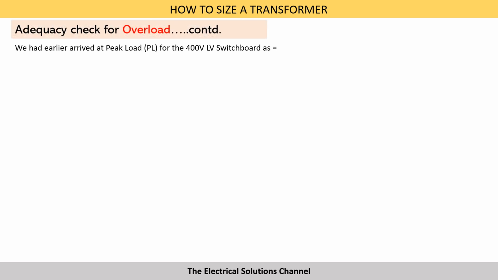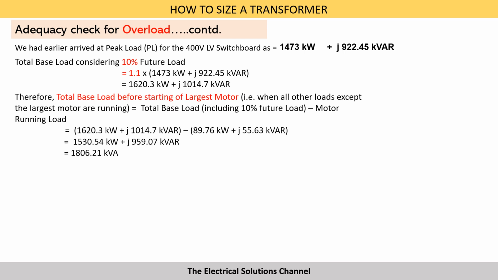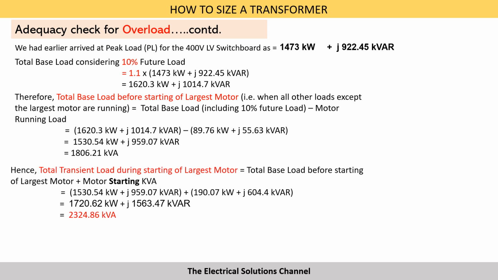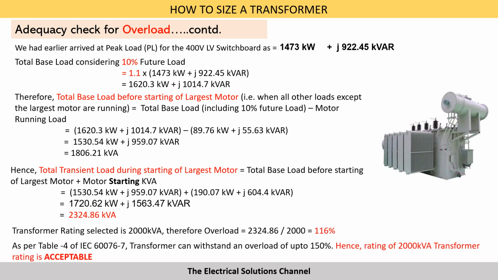To check the overload on the transformer when the largest motor is started, we will first calculate the total base kVA before starting of the motor, and to this value add the motor starting kVA and arrive at the total transient load during motor starting. Using this total transient load, we will compare it with the transformer kVA rating to calculate the transformer overload during starting of the largest motor.